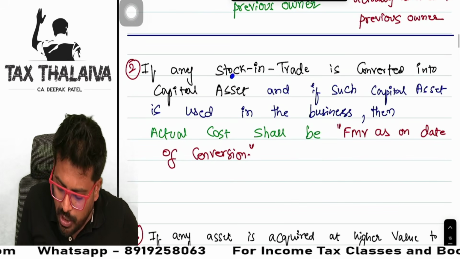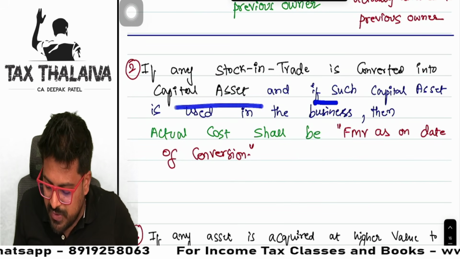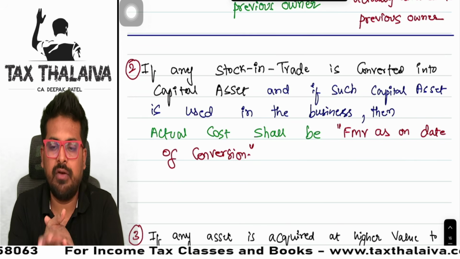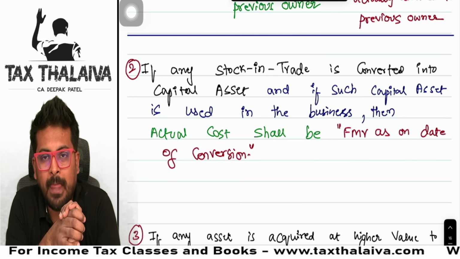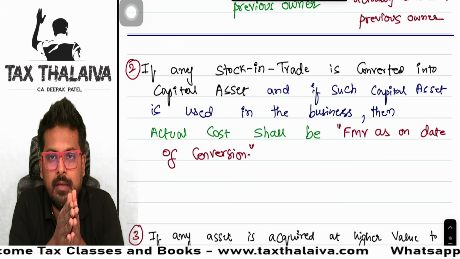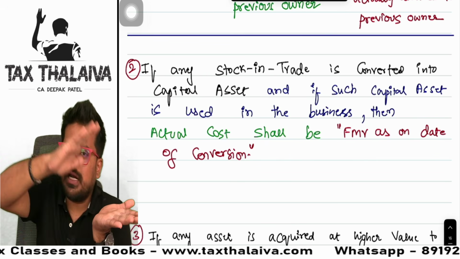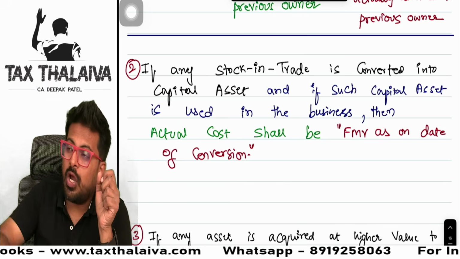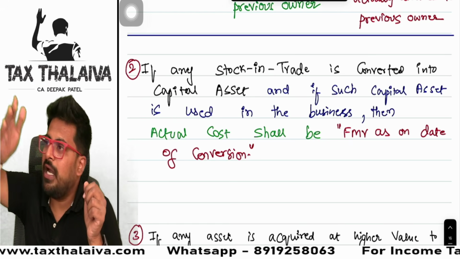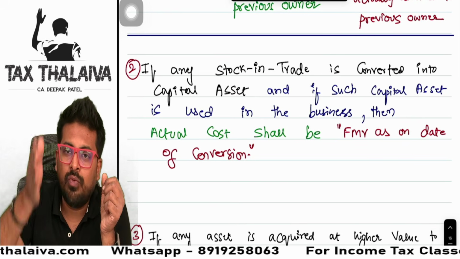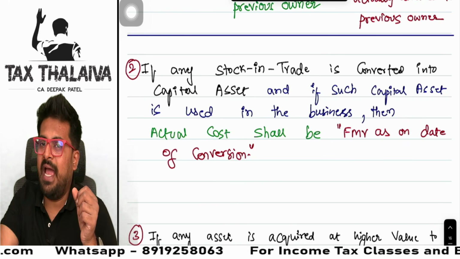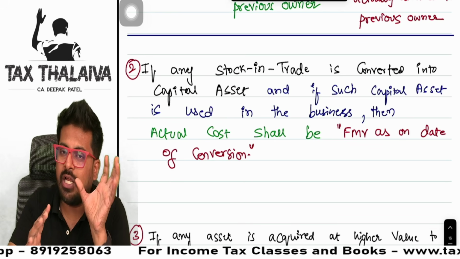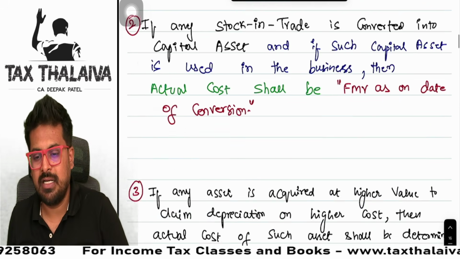Next, if any stock in trade is converted into a capital asset, and if such capital asset is used in business, then the actual cost shall be the FMV as on the date of conversion. Let's say you have some stock in trade and you want to convert that stock in trade into a capital asset for your business purpose. In that case, on the day on which you convert the stock in trade into a capital asset, whatever the fair market value is, that will be treated as the actual cost in your block of assets, because you are converting stock in trade into a capital asset.